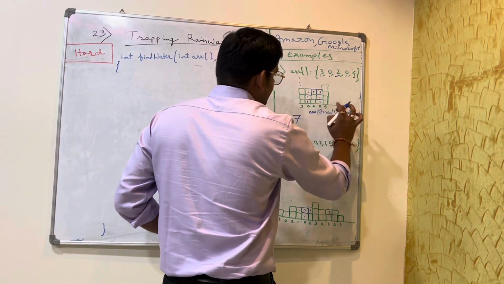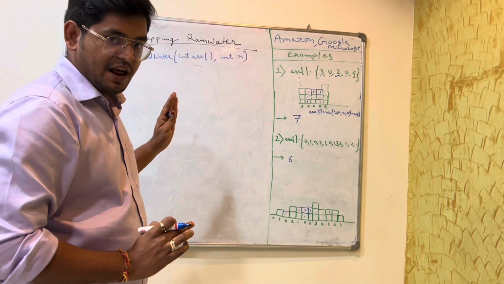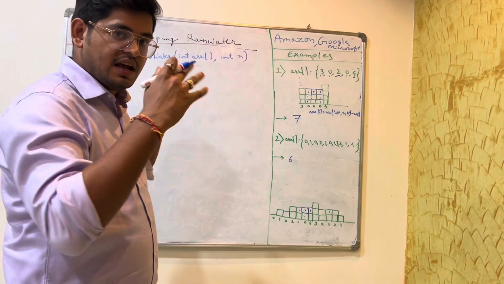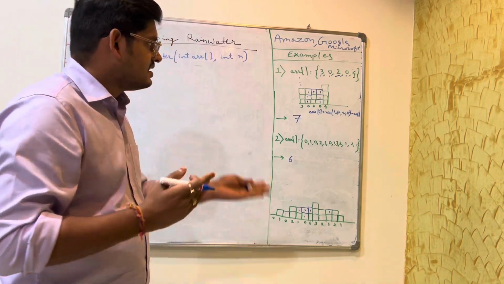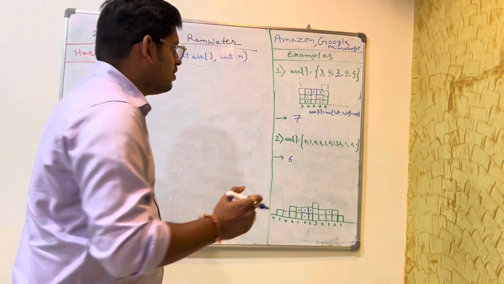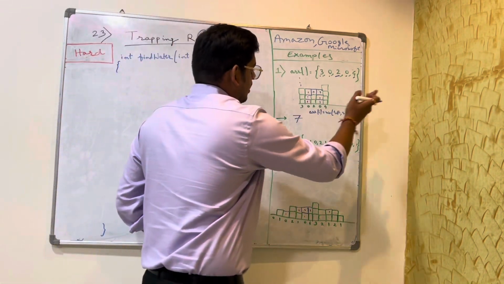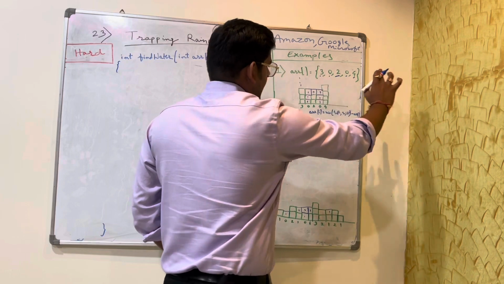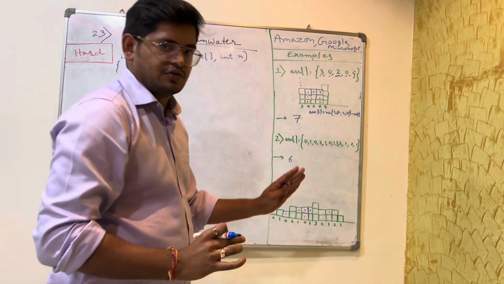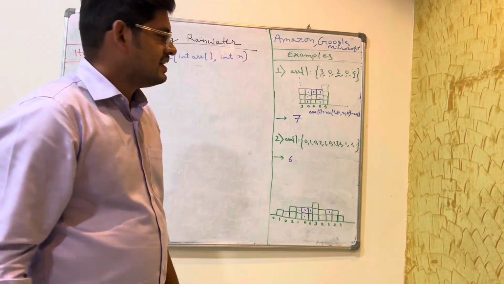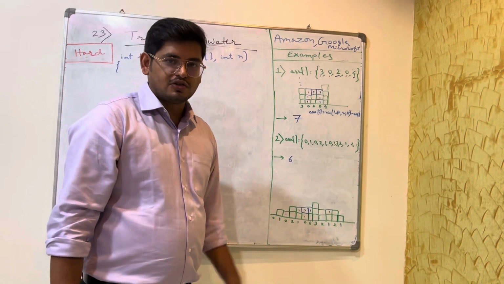So for every index, we will find the leftmost highest, the rightmost highest, get the minimum of that and then subtract its own value. In that way, we will get the value, right? So we can do it for the whole array and we will sum up the values and we will get our answer. So is it an optimal solution?